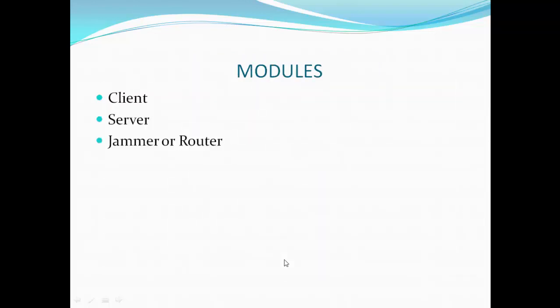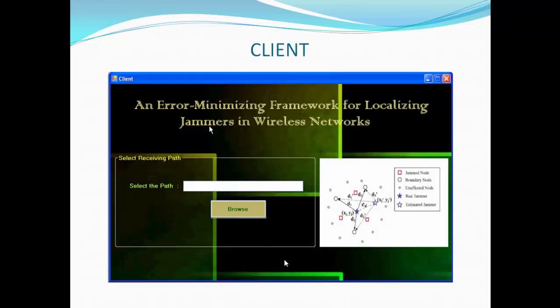So here we are having three modules: client, server, jammer or router. We have shown the simulation of the server, how the server sends the files to the client through selecting a better path by avoiding jammers in between. So here this is the client window.